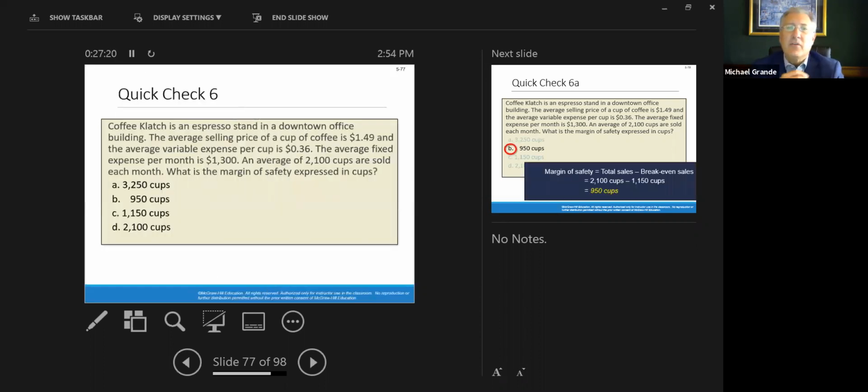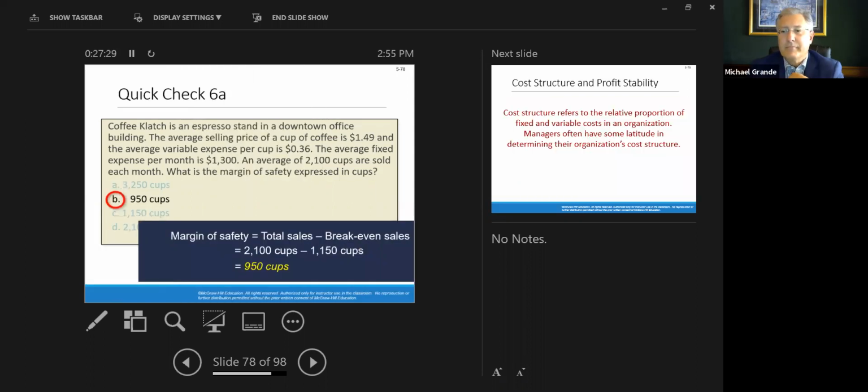Again, going back to Coffee Clutch, you know the facts. What is the margin of safety expressed in cups? So they're selling 2,100 cups. You calculated previously that the break-even point in cups was 1150. They have a margin of safety of 950 cups.